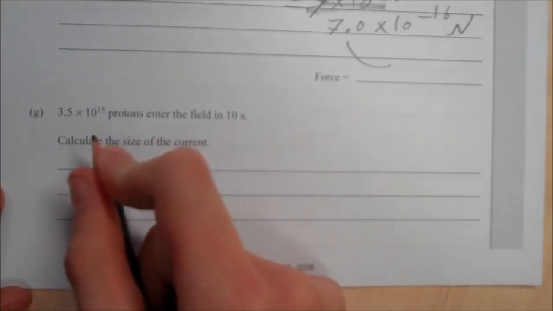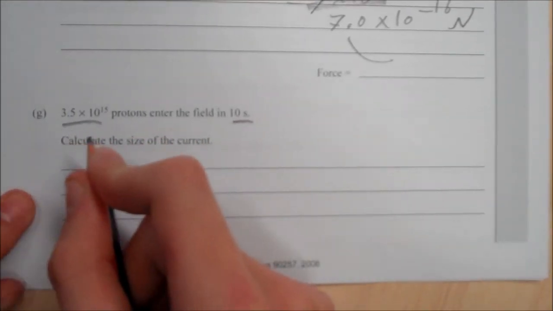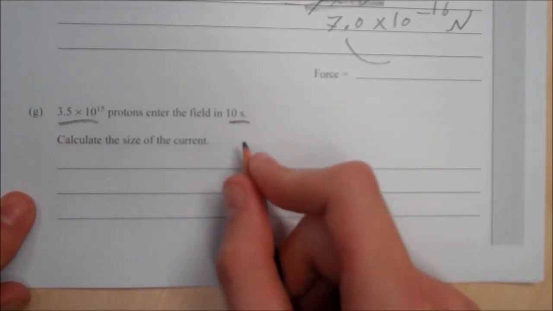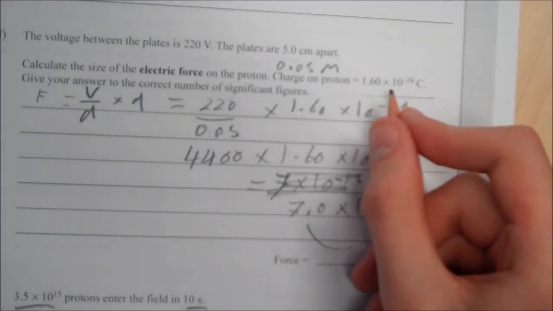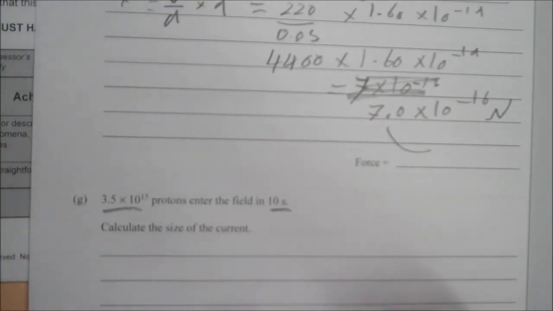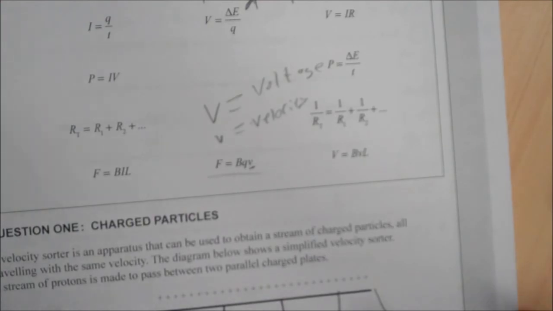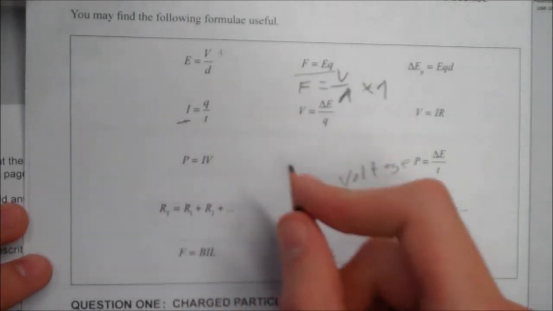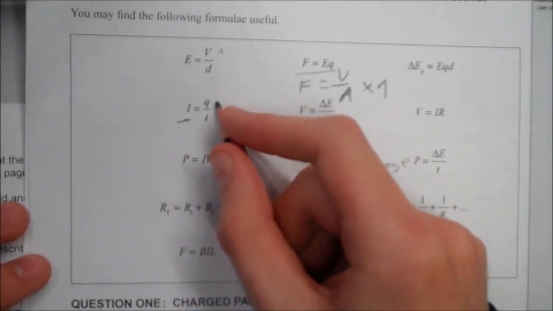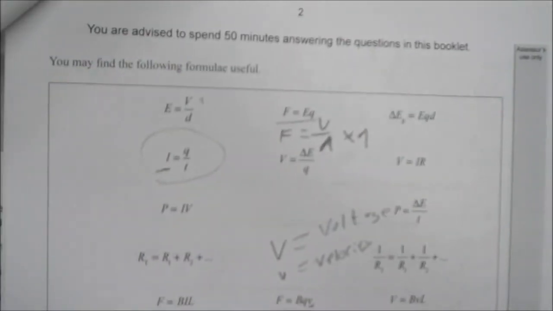3.5 times 10 to the 15 protons enter the field in 10 seconds. Okay, so they're giving us the number of protons and the time. We also have the charge of a proton here, and we need to work out the current. So let's go back to our formula sheet again. We need to find the current, I, and we have time, and we have the number of protons and the charge. So that's all we need to use. I is equal to Q over T.